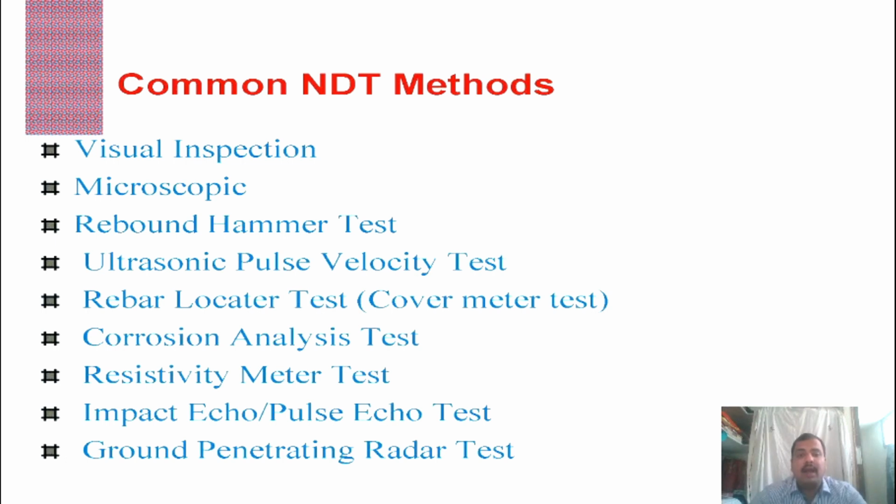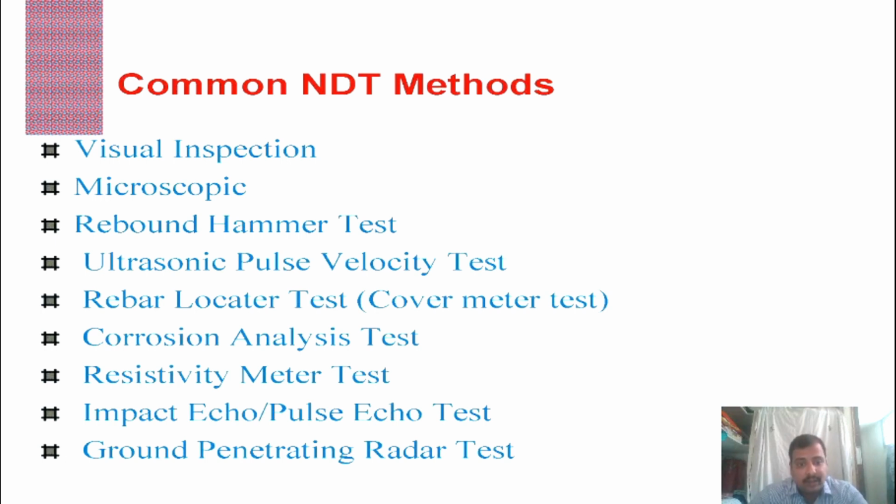And the corrosion analysis test: basically, by using the half-cell electric potential method in the field, corrosion is detected. We generally find out the difference in the electric potential, and by using this difference, we can identify or detect the corrosion potential of the reinforcement bar in our concrete.